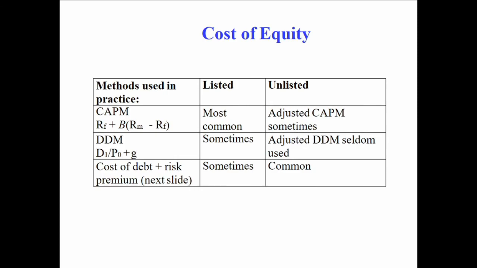This is commonly used to determine the cost of equity for listed companies because there is information to calculate the cost of equity using this model. So what are the assumptions underlying the capital asset pricing model? One of the assumptions is that the investors hold diversified portfolios.